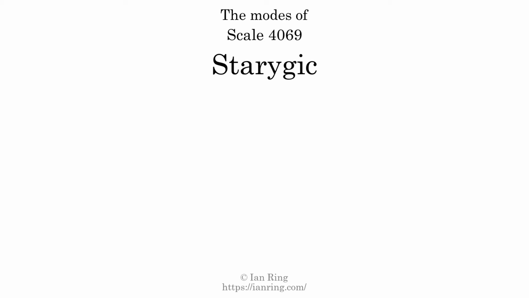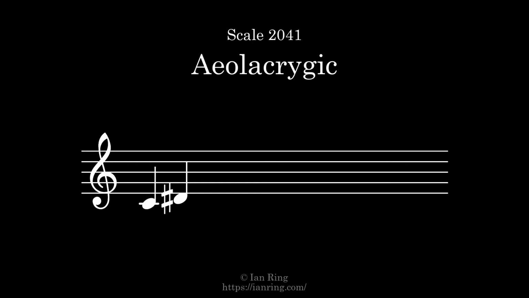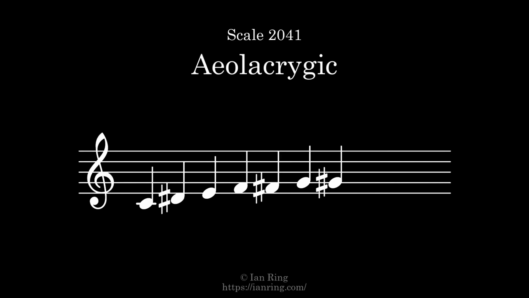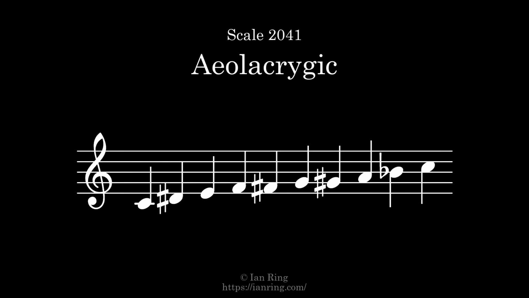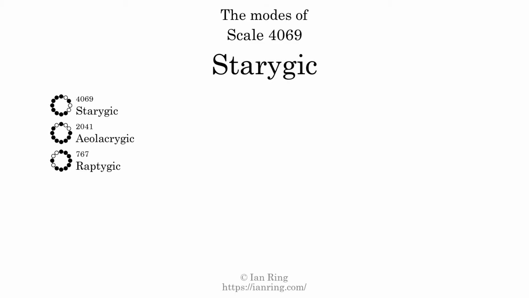This scale has 9 modes. The first mode is itself. The second mode is scale 2041, also known as Starygic. It sounds like this. The third mode is scale 767, also known as Starygic. It sounds like this.